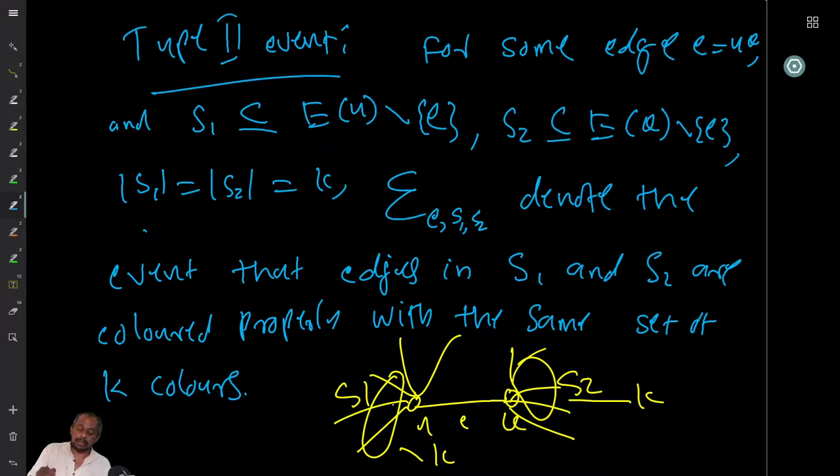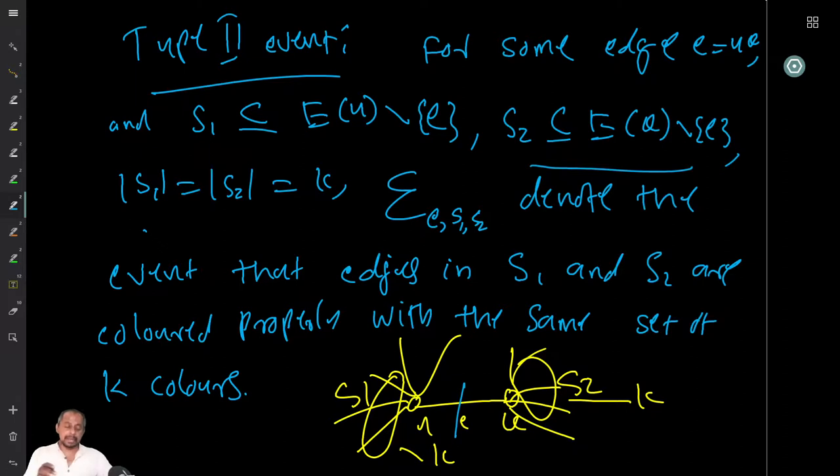like some K set of colors here and here. So the coloring of the edges, I mean, forget about the coloring. The edges which are part of the event are precisely the edges of S1 and S2. If you look at the edge E, E is not part of the event E subscript small e comma S1 comma S2. Why? Because I carefully define the event by saying that S1 and S2 are subsets of E of U minus E and E of V minus E. So therefore, this central edge is never part of the event.